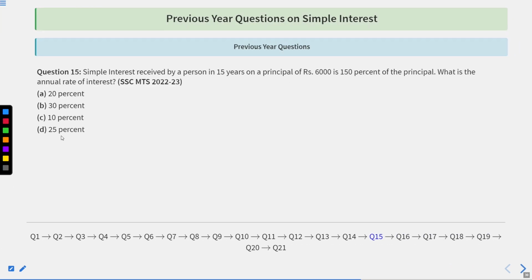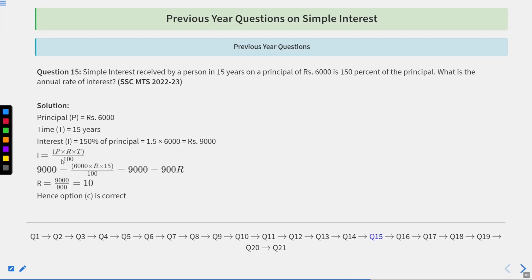Question number 15. Simple interest received by a person in 15 years on a principal of rupees 6,000 is 150% of the principal. What is the annual rate of interest? So the solution: principal P is equal to 6,000 rupees and the time T is 15 years. So the interest I will be equal to 150% of principal. That means 1.5 times 6,000, that is 9,000 rupees.